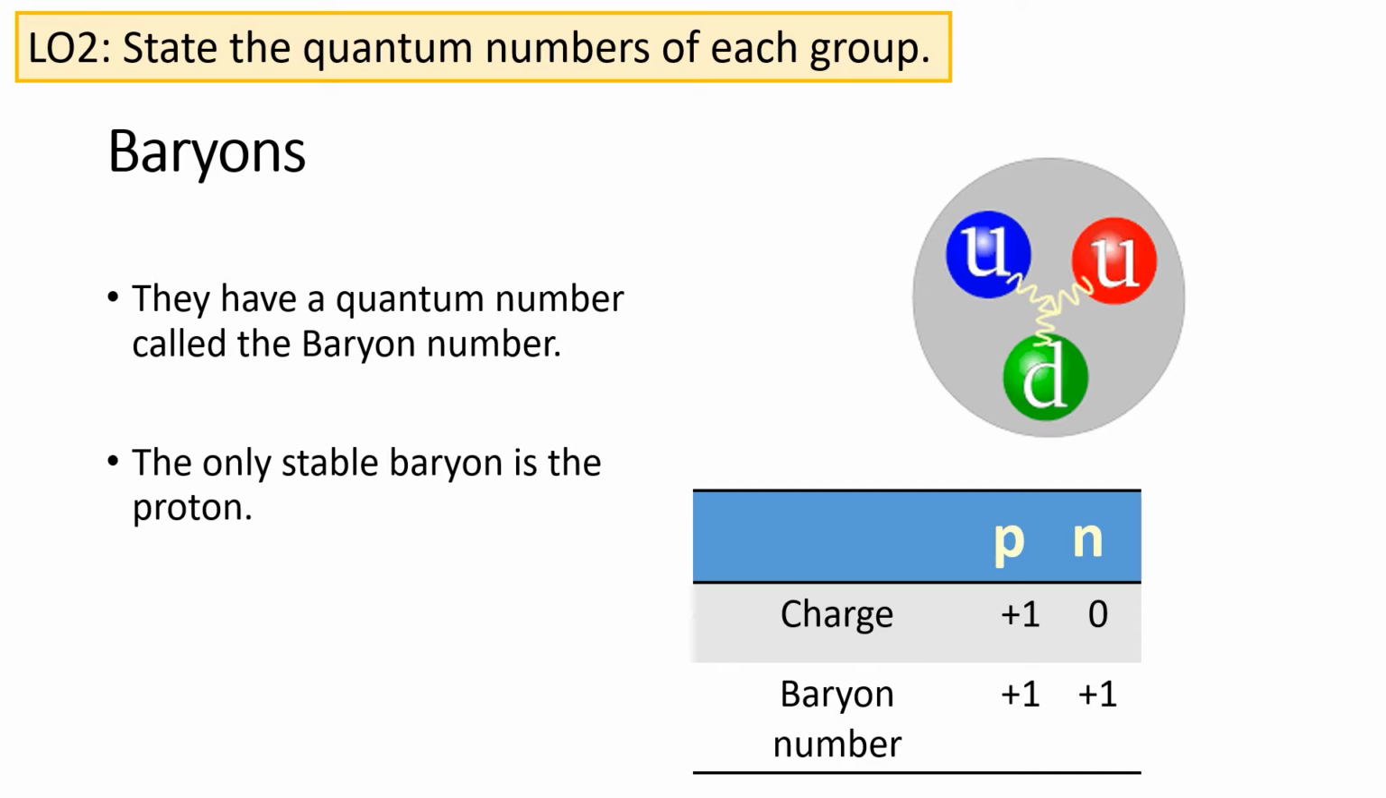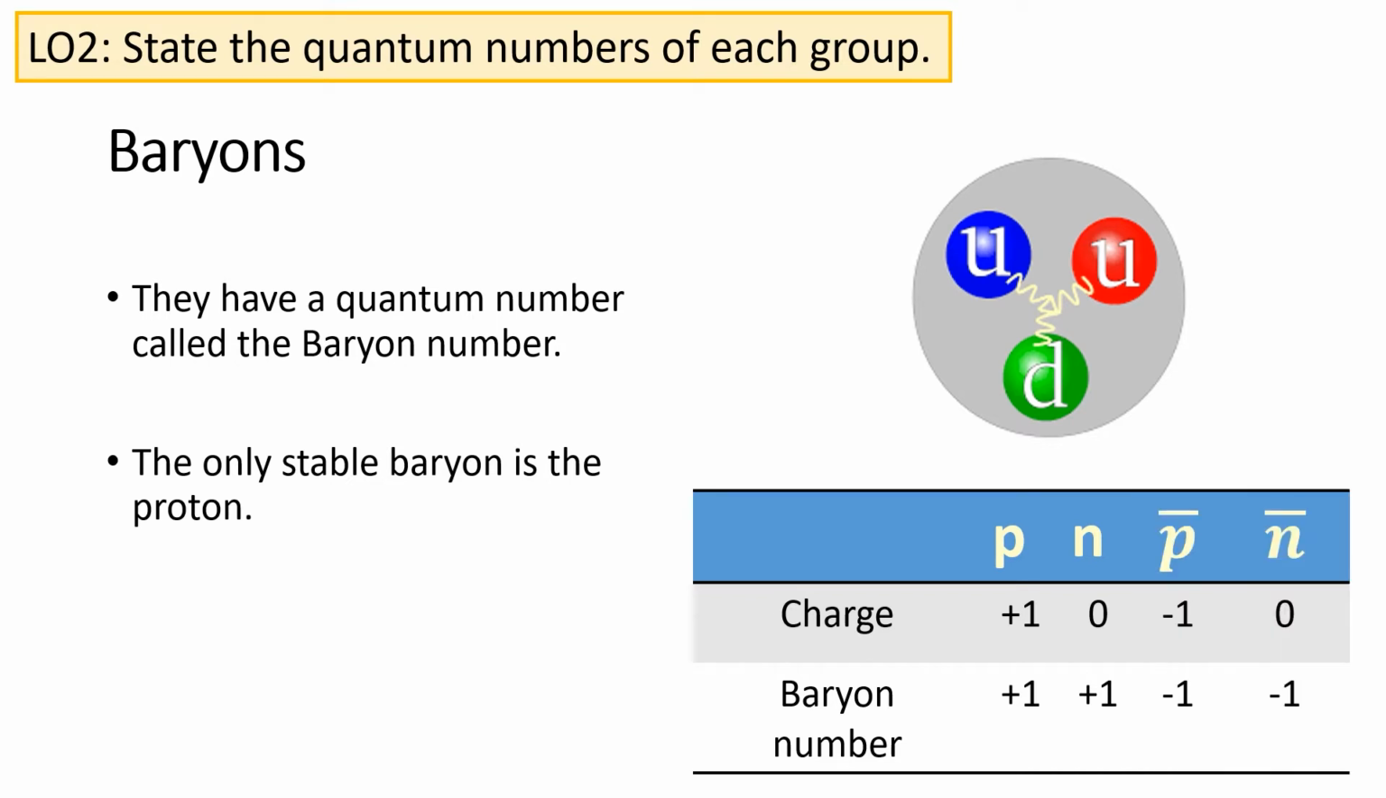For example, a free neutron will decay into a proton in roughly 10 minutes. All of the baryons have a baryon number of +1. It's also worth mentioning that the antiparticles of the proton and neutron have a baryon number of -1.